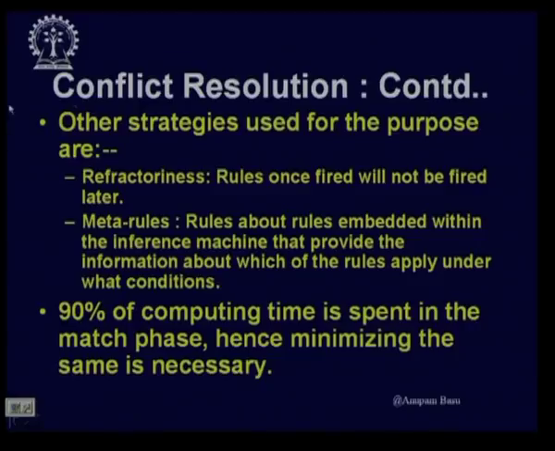Meta rules are rules which encapsulate the knowledge of how to use rules. So, whenever there is a conflict, we use a set of rules to resolve that conflict. Such rules are known as meta rules. So, rules about these rules are embedded within the inference machine that provide the information about which of the rules apply under which condition. Now, the execute phase is just taking the decision.